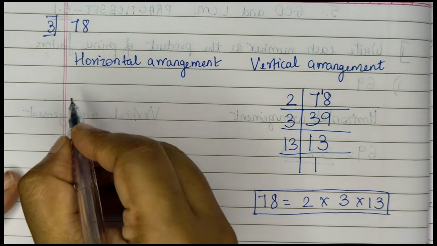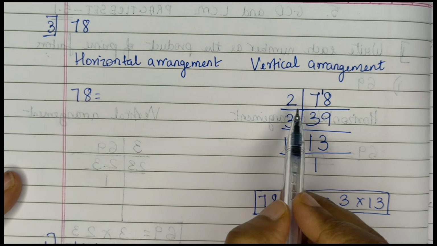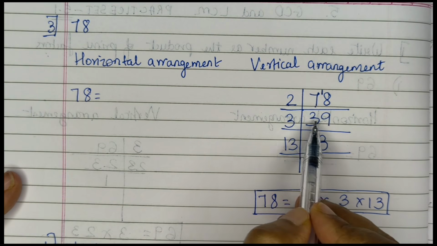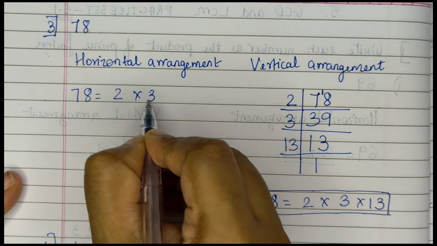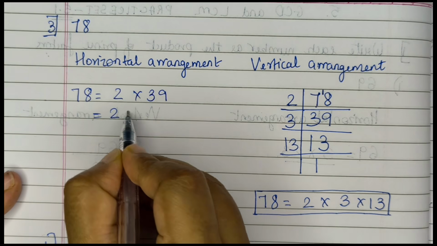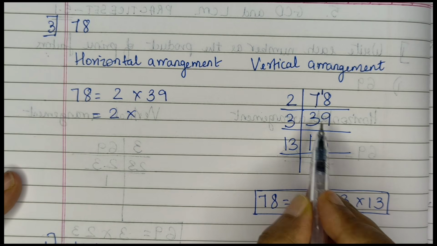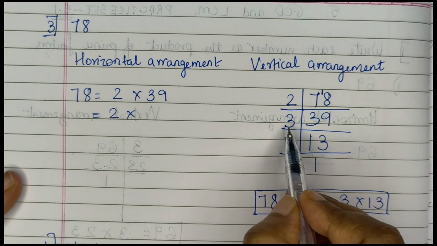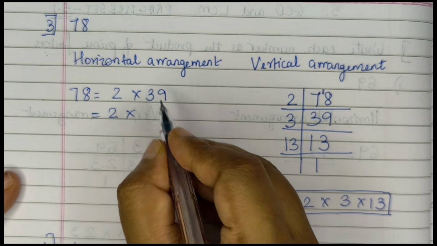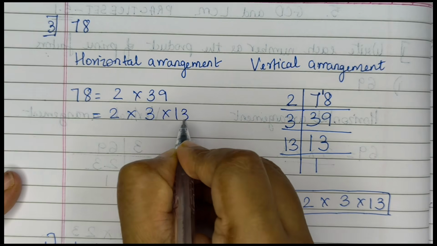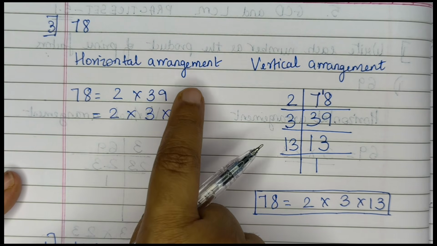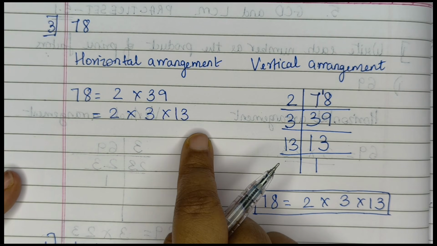2 and 39. First write 78. What is the first one? 2 multiplied by 39. Next step, bring this 2 as it is, and 39. How did you get 39? 3 13s are 39. So instead of 39, we will write 3 13s, which is also 39, right?